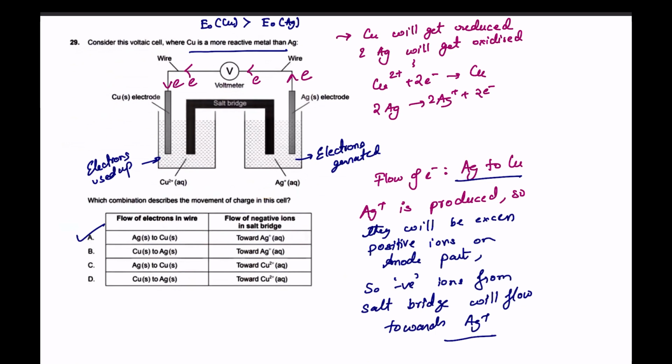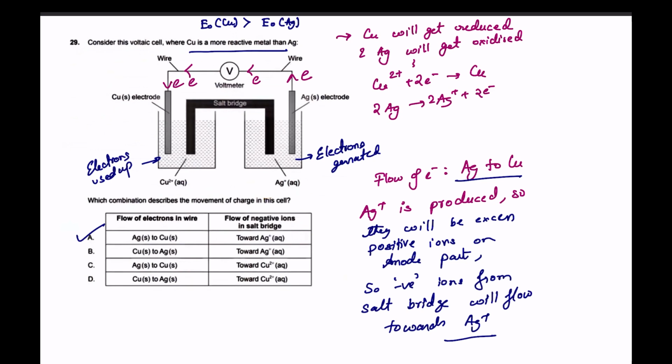Moving on to question 29. We have this voltaic cell where copper is more reactive than silver. So copper is more reactive than silver. This means that the E0 value, or the reduction potential, of copper is greater than the reduction potential of silver. So if that is the case, then our copper will get reduced and silver will get oxidized. Copper getting reduced means Cu2 plus ions will get converted to Cu and Ag will get converted to Ag plus ions. So that's the information we got from the first option.